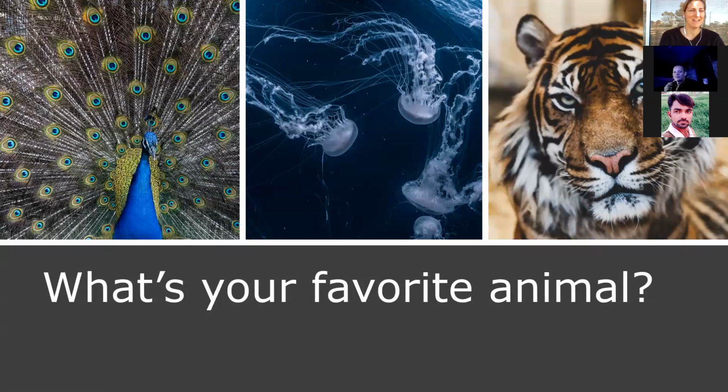Beautiful, thank you. So what is this first bird? Does anybody know? Peacock. Okay, good. And what about these things in the water? What are they called? Jellyfish. Thank you, Senska. Great. And what about the other one? Tiger. The tiger was easy.